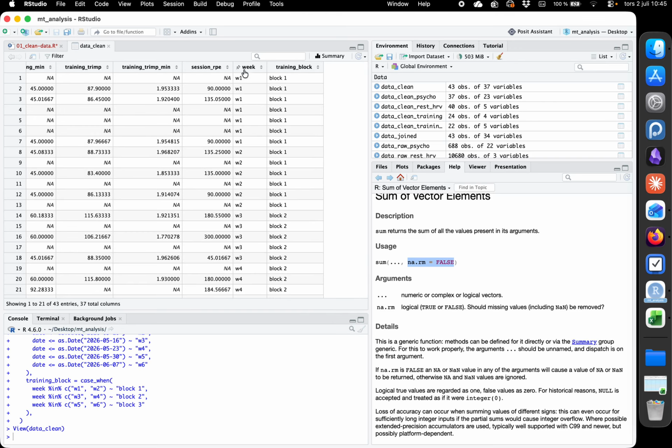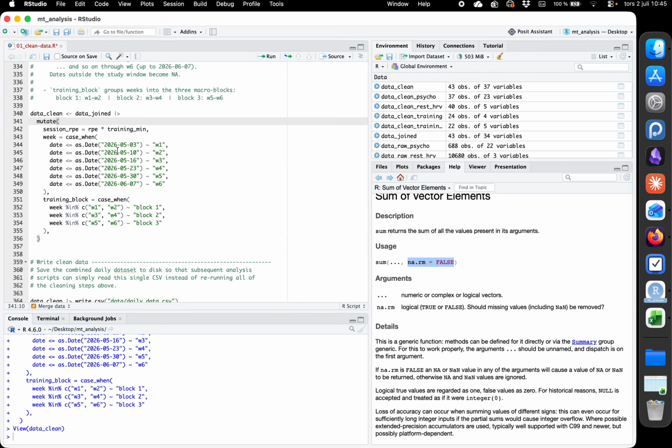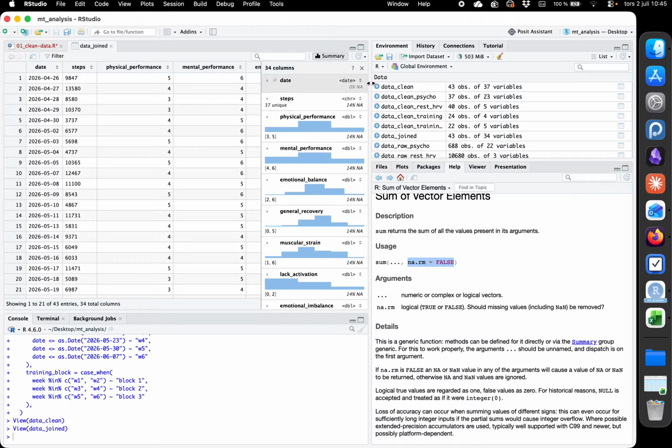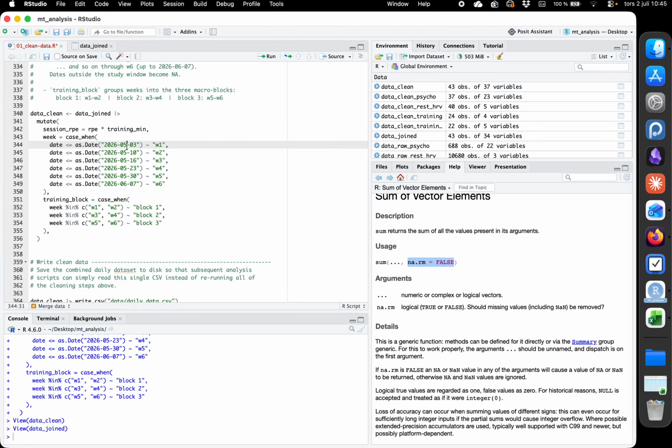And then we have one last thing. We added week and training block to do the actual analysis. You could do this a couple of different ways. What I did in this case was to use case_when on the date column: we take the data joined, and when the date is smaller or equal to the 3rd of May, it should be week 1. 10th of May, week 2. These exact dates might be different for you, depending on when you started and finished. But here you just say, which is the last date of week 1? The last date of week 2? Last date of week 3, and so forth.